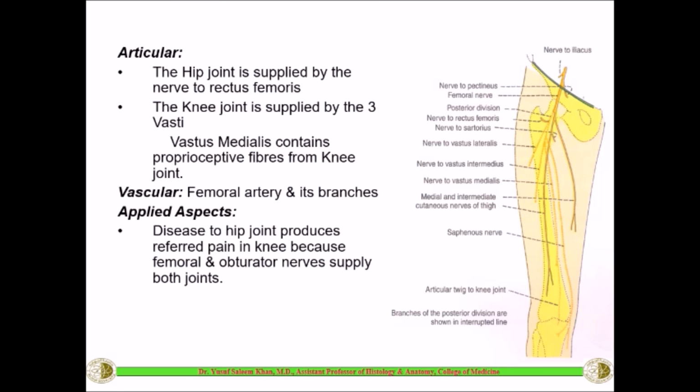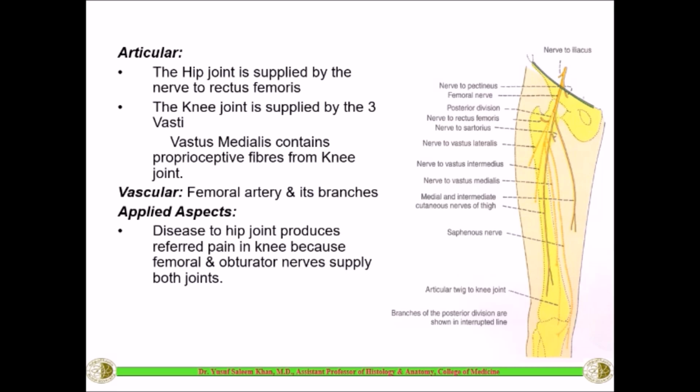Sometimes this pain of the hip joint will be referred to the knee, because as I said, the femoral nerve supplies both the hip joint as well as the knee joint. So because the femoral nerve supplies the hip joint and the knee joint, if there is any disease in the hip joint, it is sensed as though that pain is coming from the knee joint, because the brain cannot differentiate between the pain coming from either the hip joint or the knee joint, because it is supplied by the same nerve.